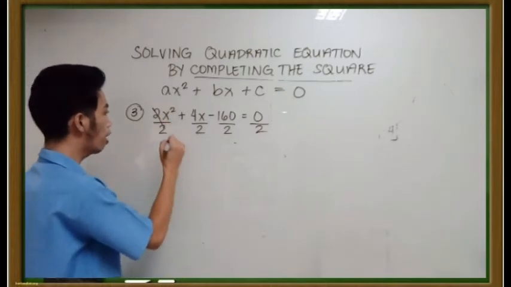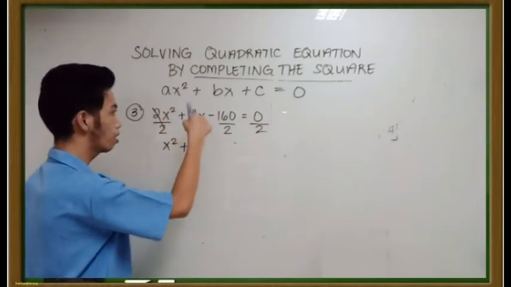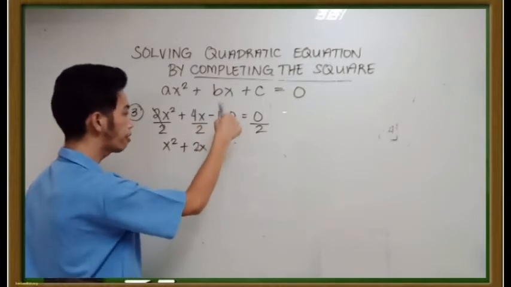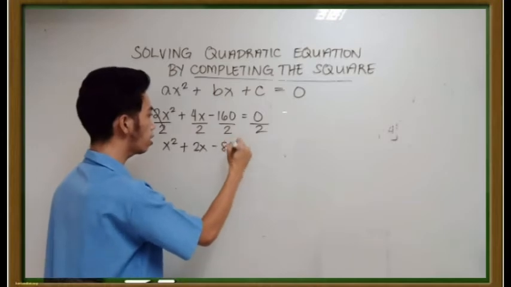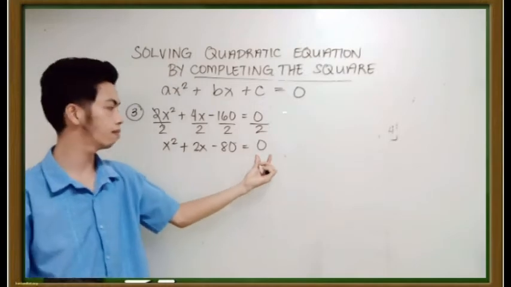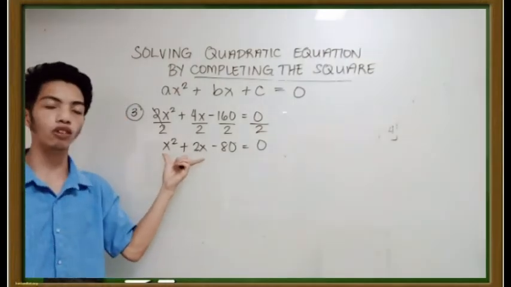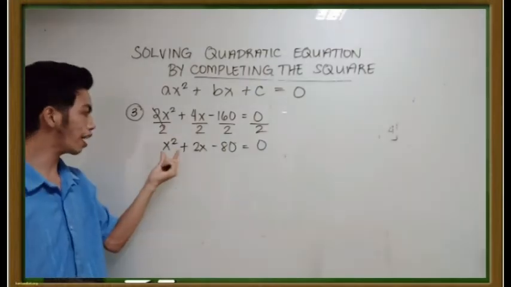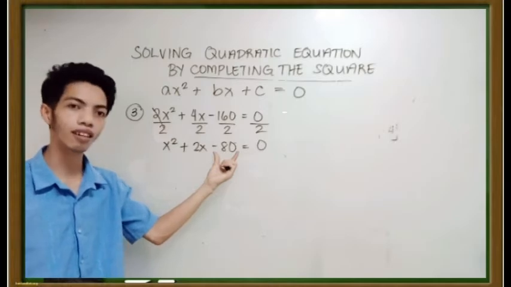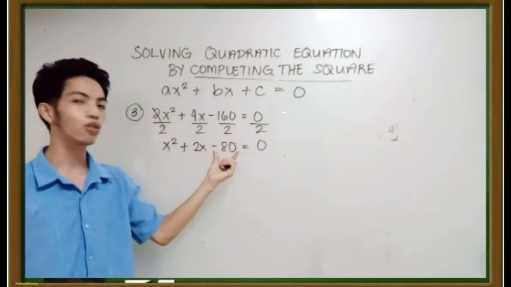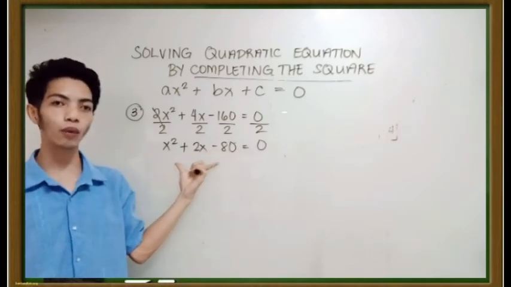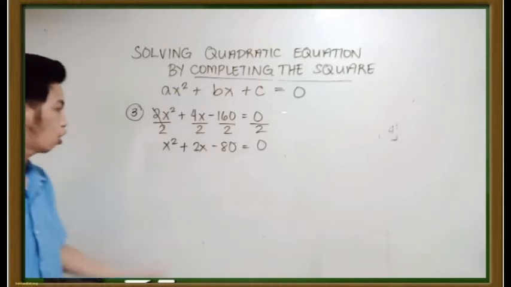So, na-cancel na to. So, you have x squared plus 4 divided by 2 is 2 times x minus 160 divided by 2 is 80 equals 0. Now, let us determine if it is a perfect square trinomial. The square root of x squared is x. The square root of negative 80 doesn't have a real solution. So therefore, this is not a perfect square trinomial. So gagawin pa natin siyang perfect square trinomial.